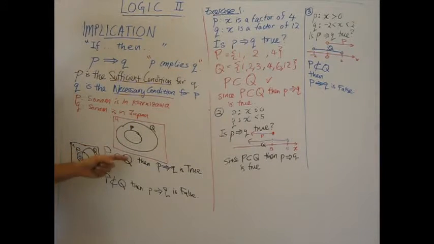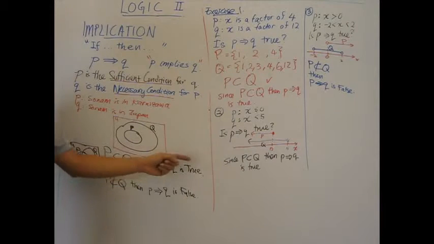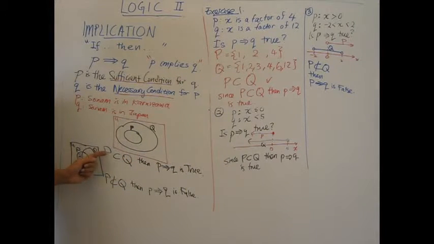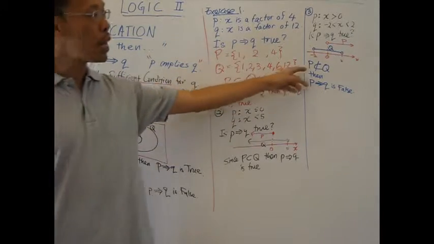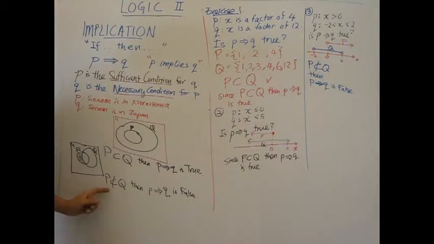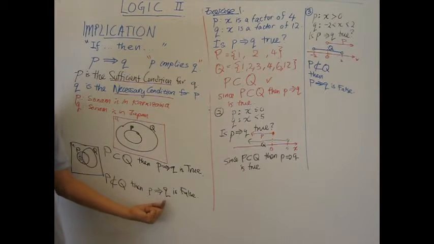And P implies Q is true if P, capital P, is a subset of capital Q. That is, all the things that make the sentence P correct are in capital Q. Here are a few examples. If P is not a subset of Q, like in this particular case, then the implication P implies Q is not true, or false. Thank you.